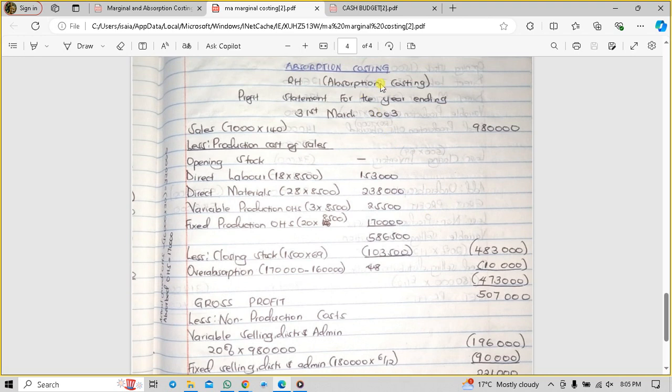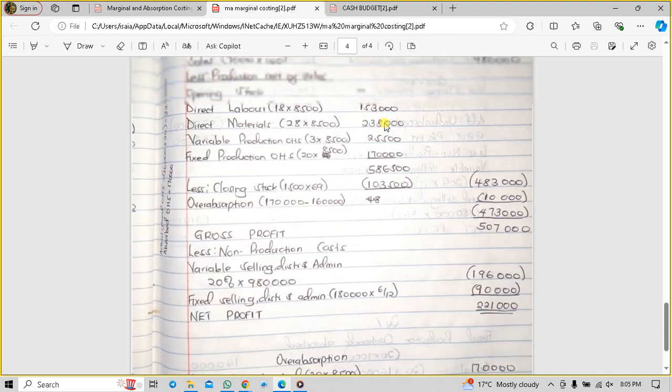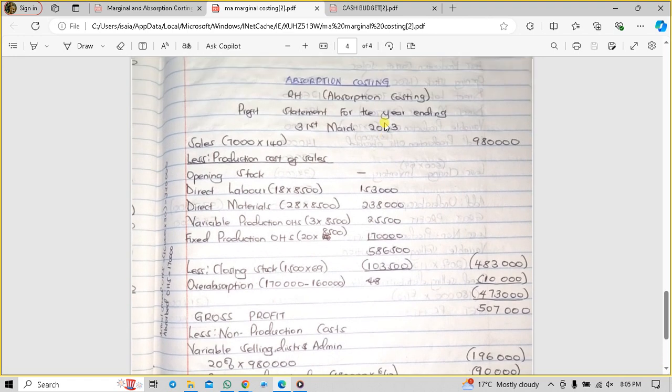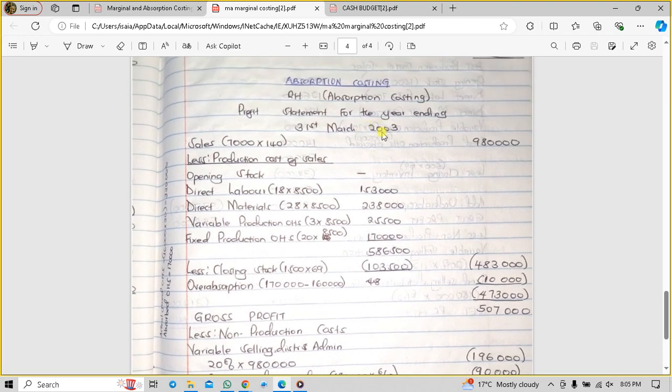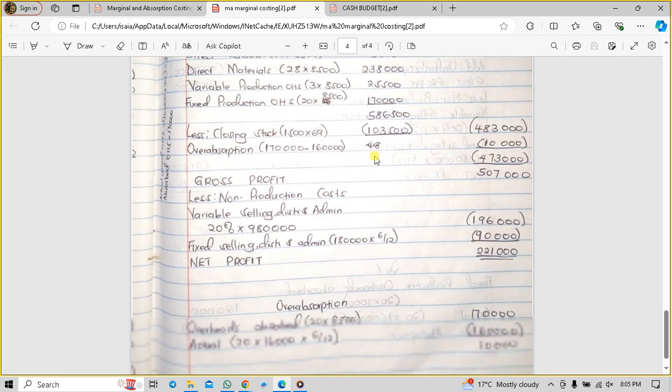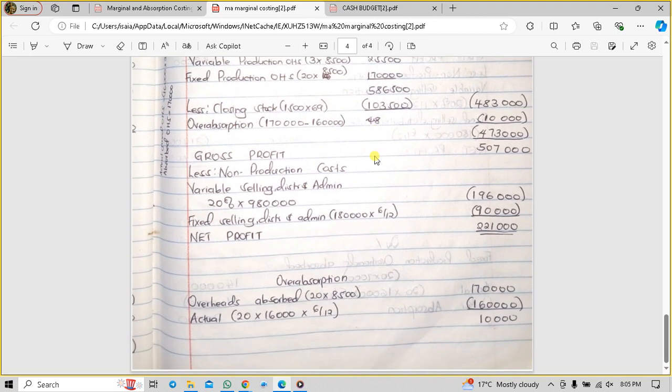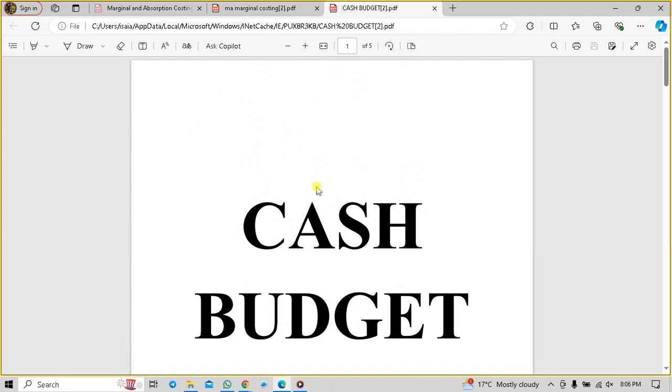I would like you to try out the absorption costing for September. I've realized that it's not here, but I think I can also look for it. It must be somewhere. So that we can proceed to what I had prepared for us to look at today.